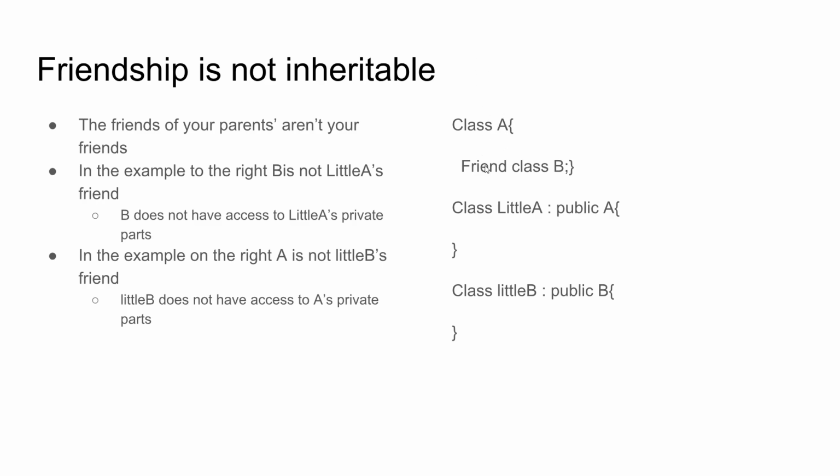So if I have a class A and I say that B is my friend, right? Then I have a class little a, right? And a class little b. Little a is a child of big A, and little b is a child of big B. Little b has no special access to A, and little b has no special access to little a. Big B has no special access to little a. Big B only has special access to A. So only who you directly say is your friend. That's it, period. Any questions about friendship?